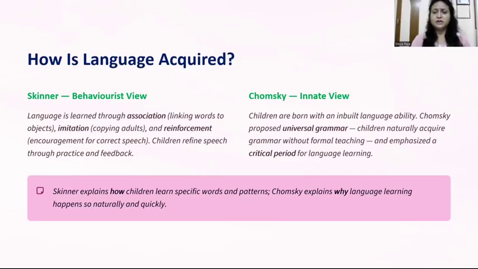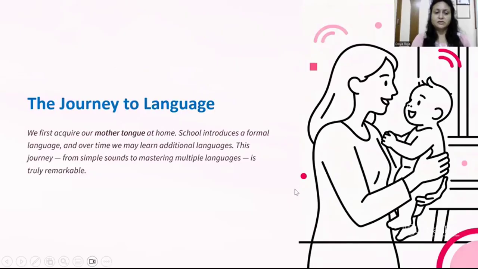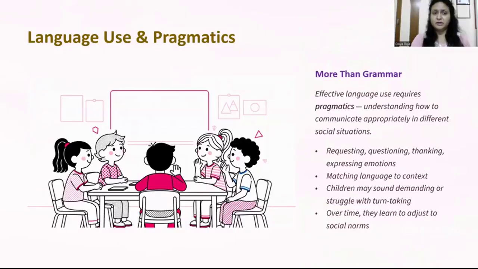And Chomsky, who was of the innate view, or he said heredity influences language development, said that there's a critical period for language learning. So, as we grow, we first learn mother tongue at home, and when we start going to school, we learn a formal language, and then as we grow older, we learn multiple languages. And this journey from learning simple sounds to multiple languages is something remarkable.